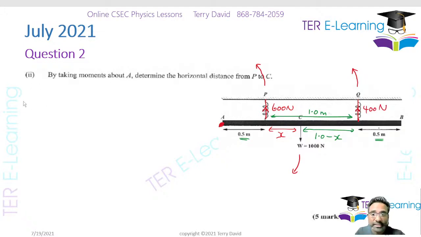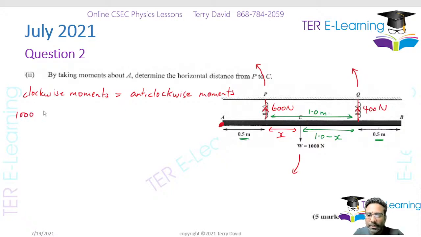So let's deal with clockwise moments. My sum of clockwise moments is equal to my sum of anti-clockwise moments. The only clockwise moment we have is the 1000 newton. So it's 1000 multiplied by my distance from my pivot, because we're taking moments about the point, so this here is going to be 0.5 plus X. That's the only clockwise moment I have. Everything else now is anti-clockwise.